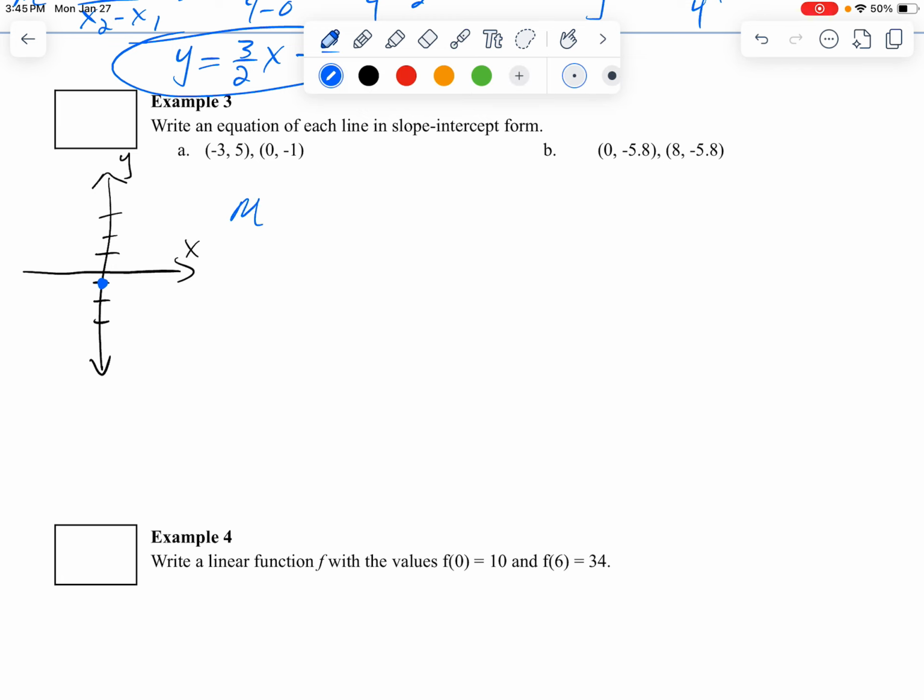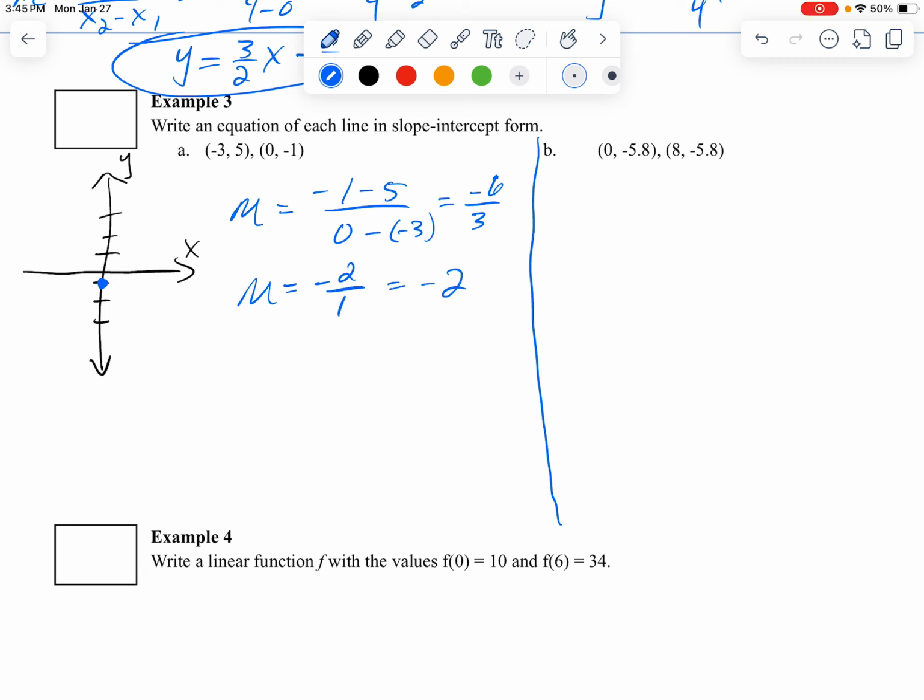For slope, we still need to calculate that. Negative 1 minus 5 over 0 minus negative 3 gives us negative 1 minus 5 is negative 6 over 3. My slope would be negative 2 over 1, which if you want to just write it as negative 2, that's technically correct. So our equation, y equals negative 2x minus 1.